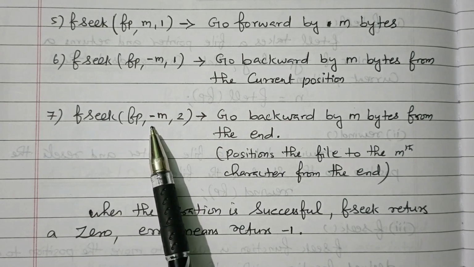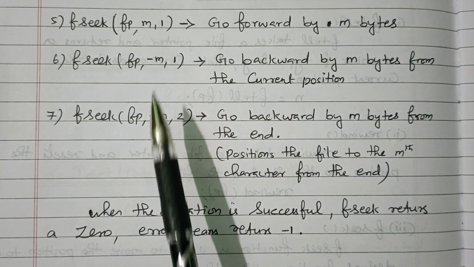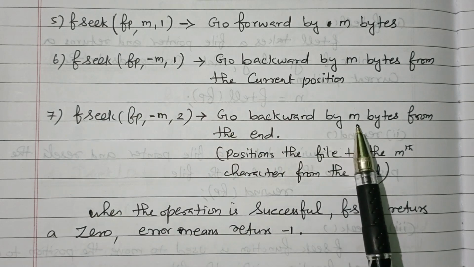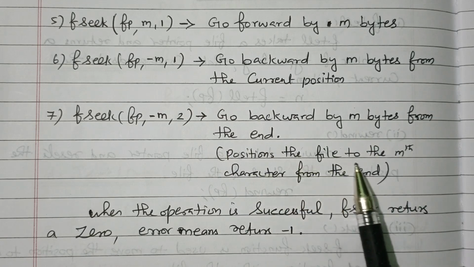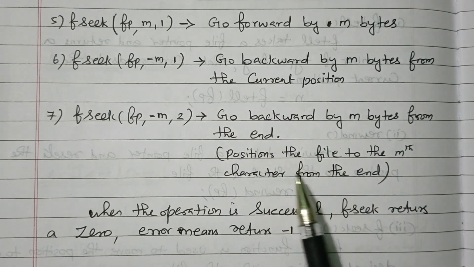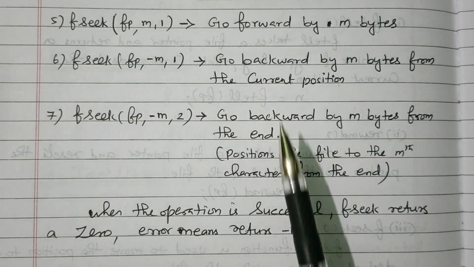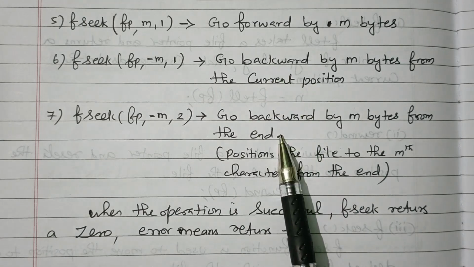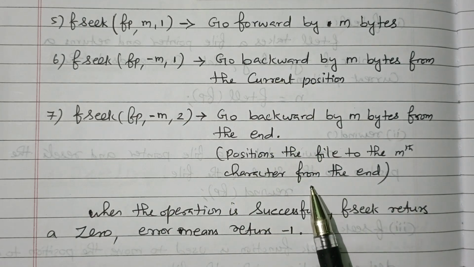fseek(fp, -m, 2), right? Minus m means backward, go backward by m bytes from the end. Position the file to the mth character from the end, right? That is the difference between these two. These both are backward, but the mth position from the end of the file is where it will position.